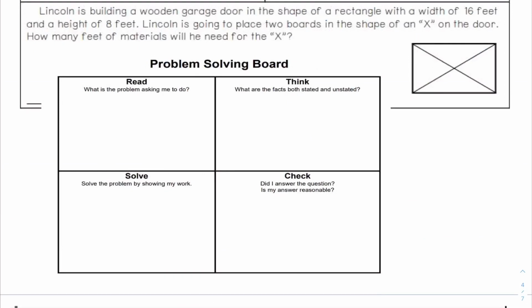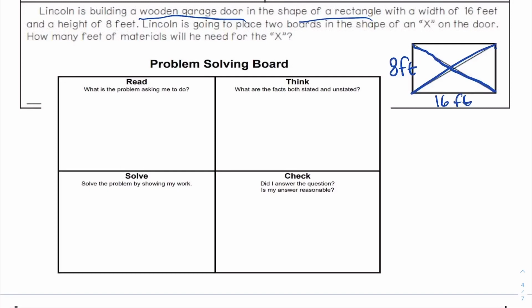Now let's do this one together. This person is building a garage door. The shape is a rectangle. Here we have a rectangle on the right. The width is 16 feet. And the height is 8 feet. He's going to put 2 boards in the shape of an X. How many feet will he need for the X? So he's going to make 2 diagonals going across.